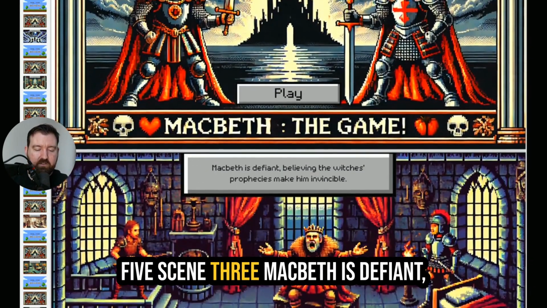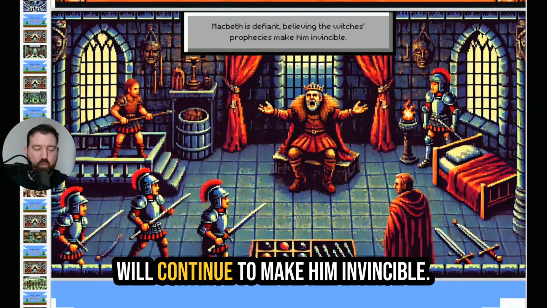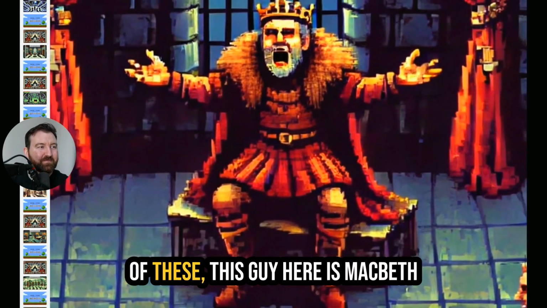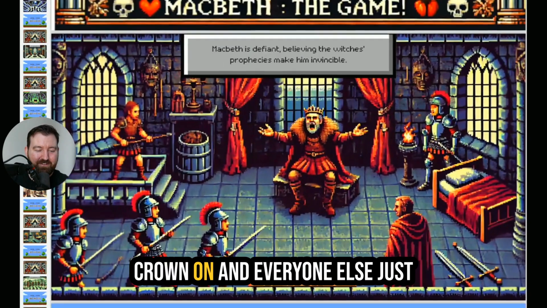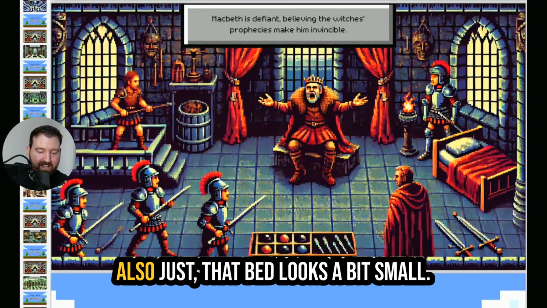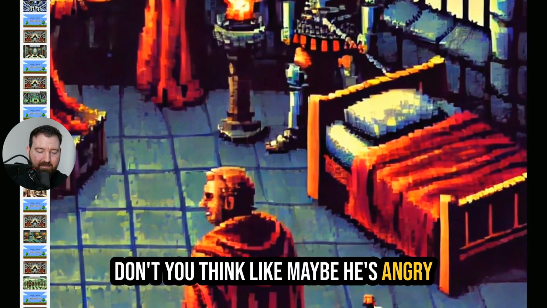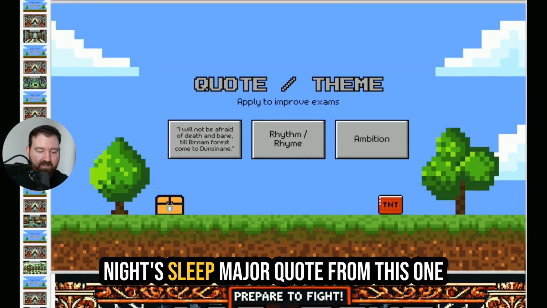Act 5, Scene 3. Macbeth is defiant, believing the witches' prophecies will continue to make him invincible. I just love the artwork on some of these. This guy here is Macbeth, shouting and screaming with his crown on, and everyone else just being like, "All right, mate, whatever, I don't know." Also, that bed looks a bit small, don't you think? Maybe he's angry because the bed doesn't really fit for sleeping on, not getting a good night's sleep.